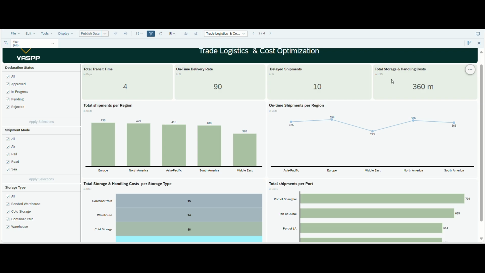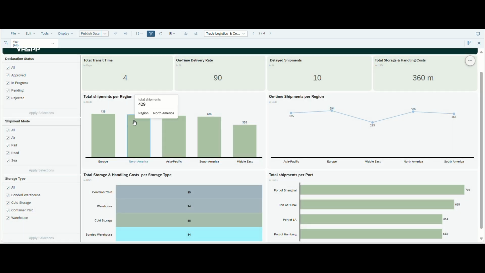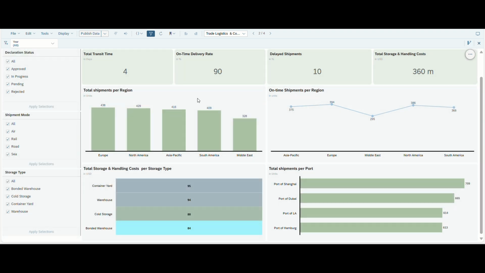Looking at regional performance, the total shipments per region chart shows Europe at 38 and North America at 129, leading volumes, followed by Asia-Pacific at 116, South America at 09, and the Middle East at 328. This helps pinpoint where logistics pressure is highest and where to allocate resources.